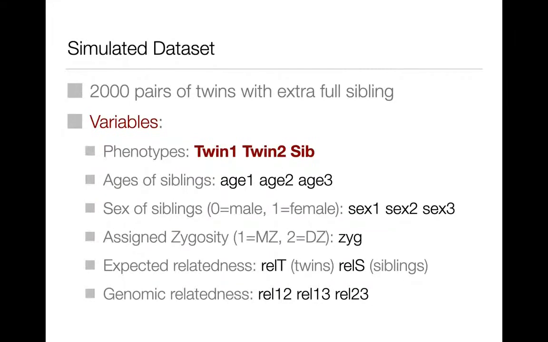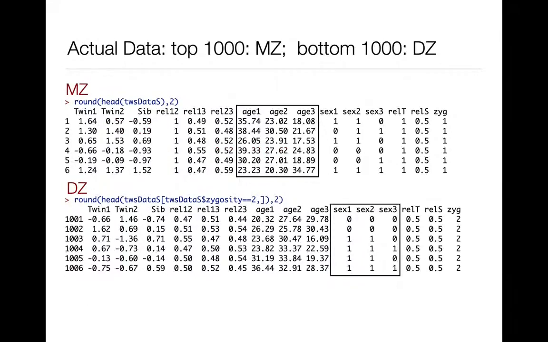Then we also have genomic relatedness simulated, and we indicate that by rel-1,2 as the relationship between twin 1 and twin 2, 1,3 between twin 1 and sib, and 2,3 between twin 2 and sib. So this is what an actual data set looks like.